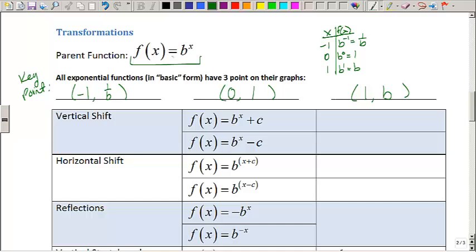Notice we start with the basic function f of x equals b to the x. b can be any number. It could be 3 to the x, 5 to the x, 10 to the x. But for now, we're going to leave it in general terms, b to the x.